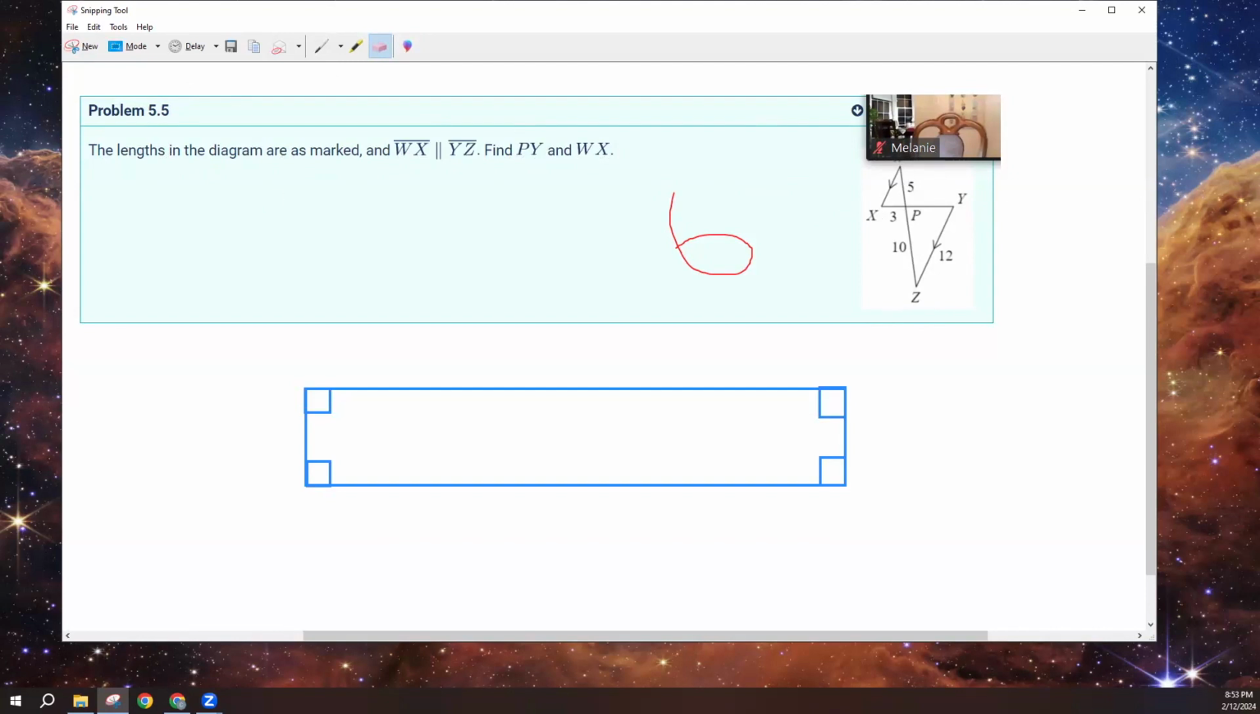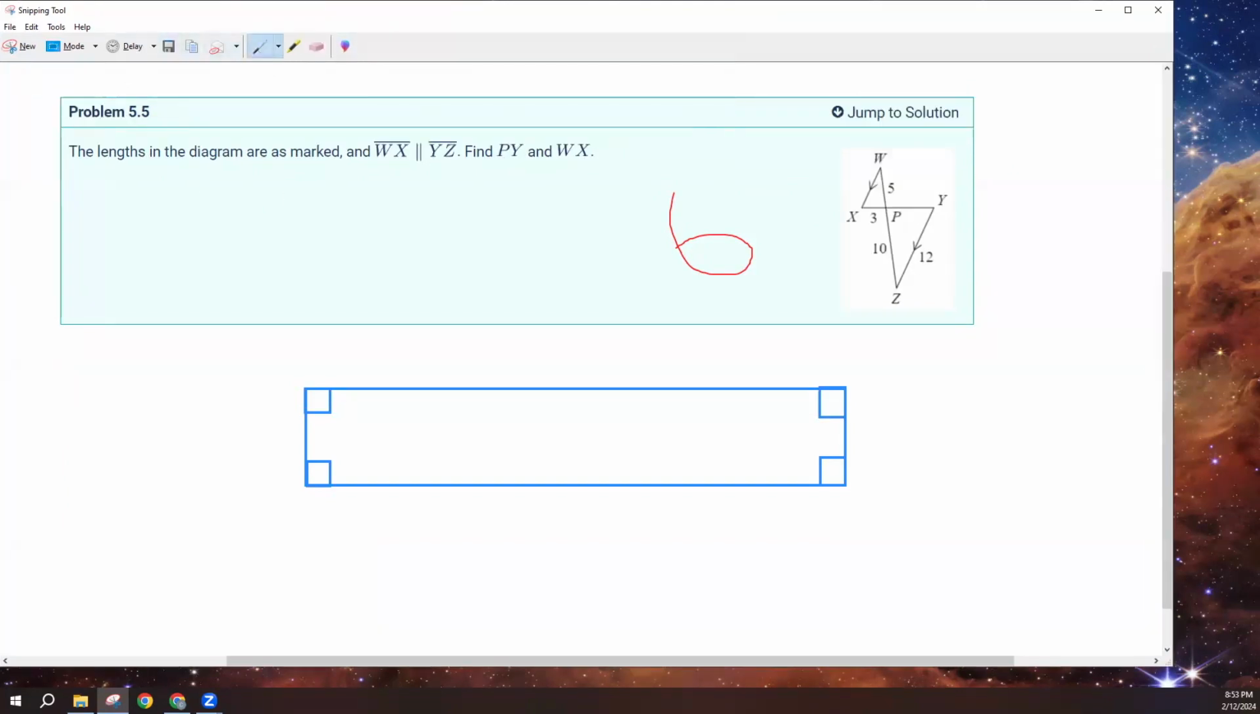So, actually, we're trying to solve for PY, which is right here. P is the center, and that's going to be PY. And we're trying to figure out also what is WX. What are the lengths of WX? So we need to figure out those things.